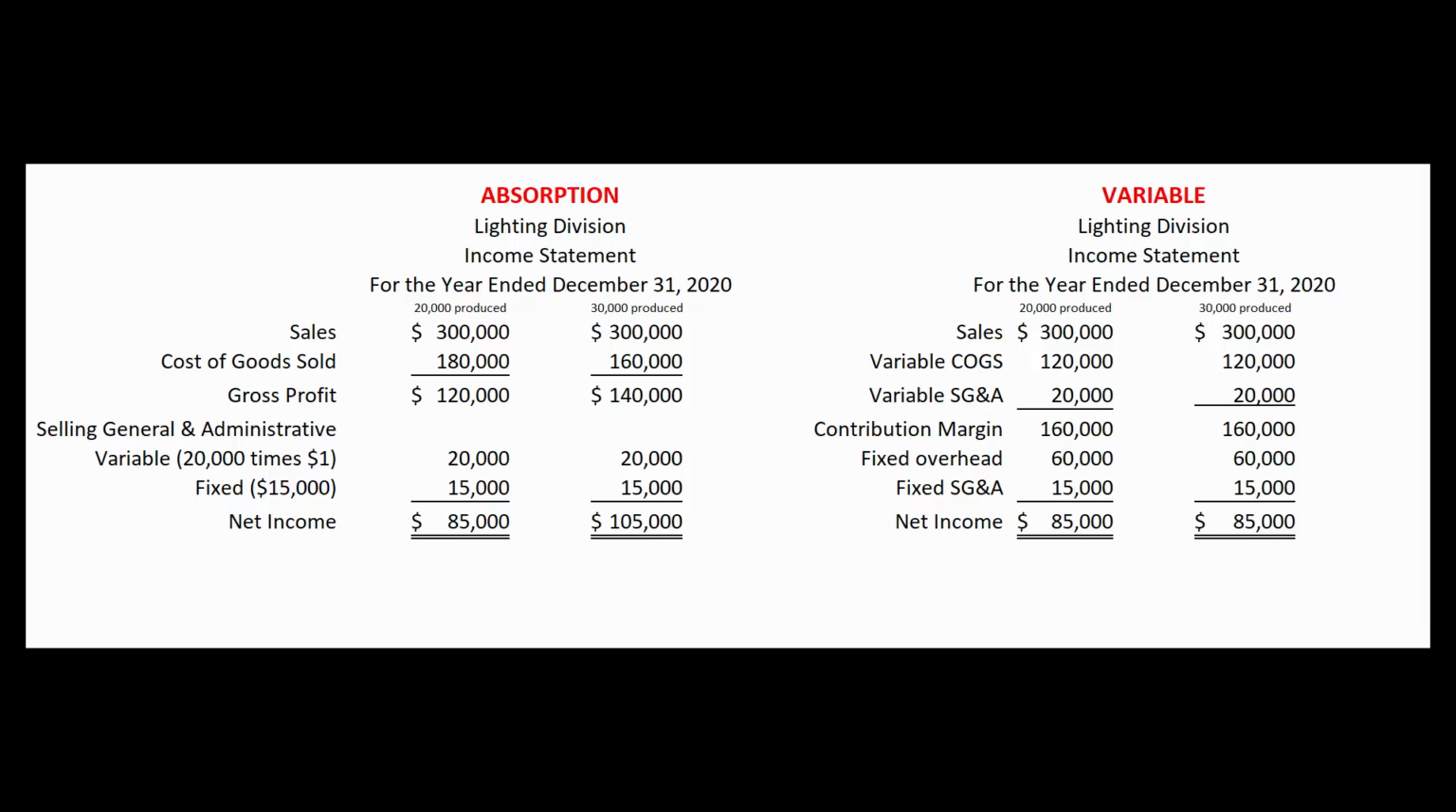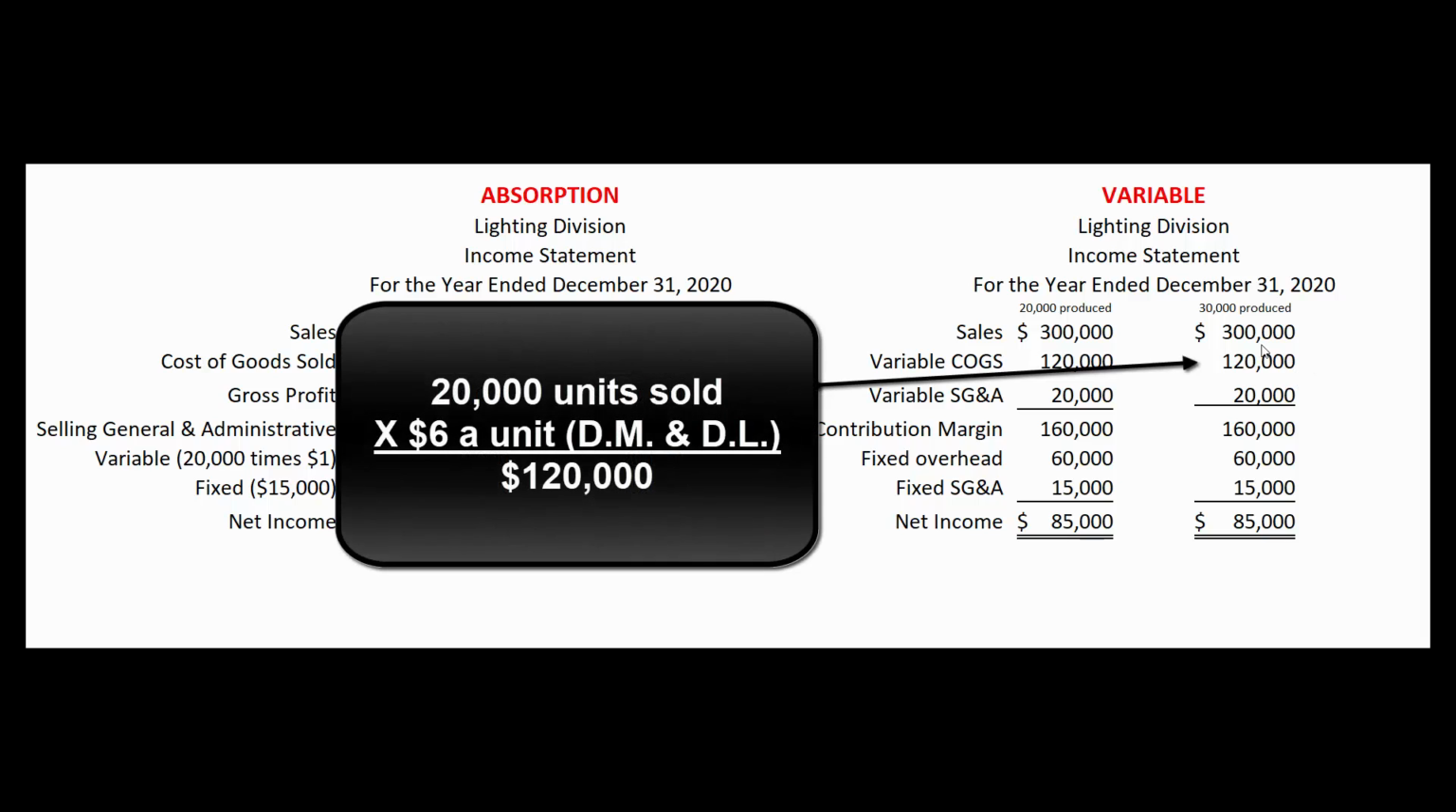Again, we can't use this in our financial statements, but we can use it for internal purposes to price out what's happened to us. We make 30,000 units, but we sell 20,000, so our sales are still 300,000. Our variable cost of goods sold is still the 120,000 because each unit still costs us $6 in variable cost. That's $6 of labor and materials. In this example, there's no variable overhead.